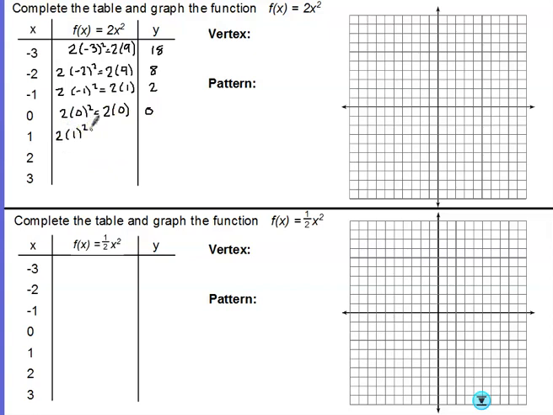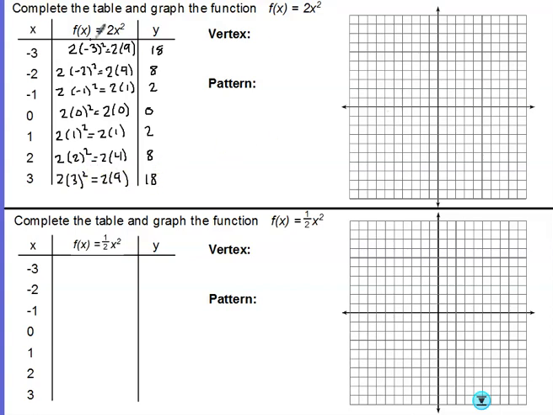Plugging in a +1, 1 squared is 1, 2 times 1 is 2. Plugging in a +2, 2 squared is 4, and then I multiply by 2 to get 8. Plugging in a +3, 3 squared is 9, 2 times 9 is 18.